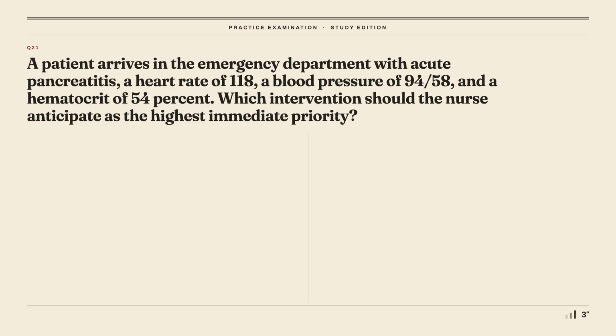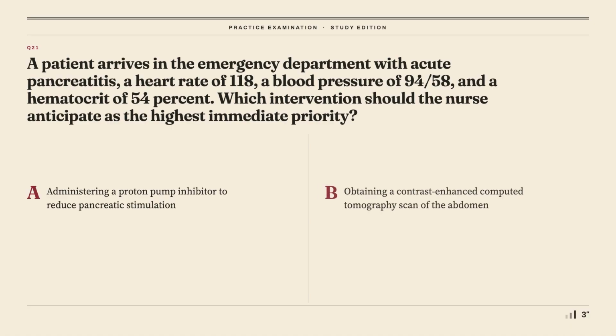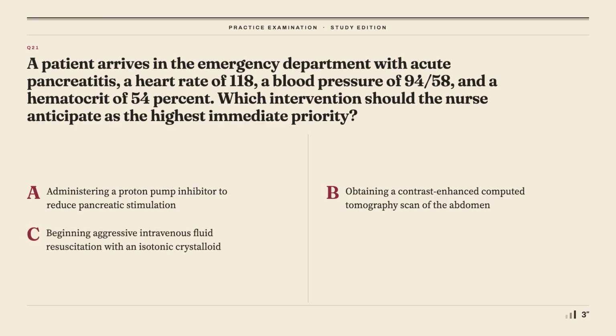Your options are: A. Administering a proton pump inhibitor to reduce pancreatic stimulation. B. Obtaining a contrast-enhanced computed tomography scan of the abdomen. C. Beginning aggressive intravenous fluid resuscitation with an isotonic crystalloid. D. Starting prophylactic broad-spectrum intravenous antibiotics. Pick one. Trust your gut. Here's your chance to test yourself.